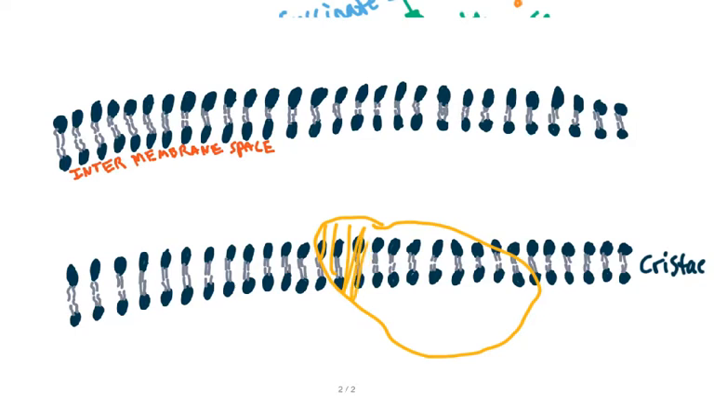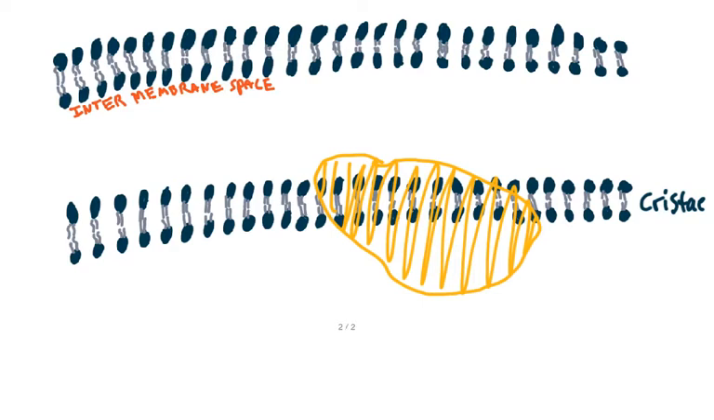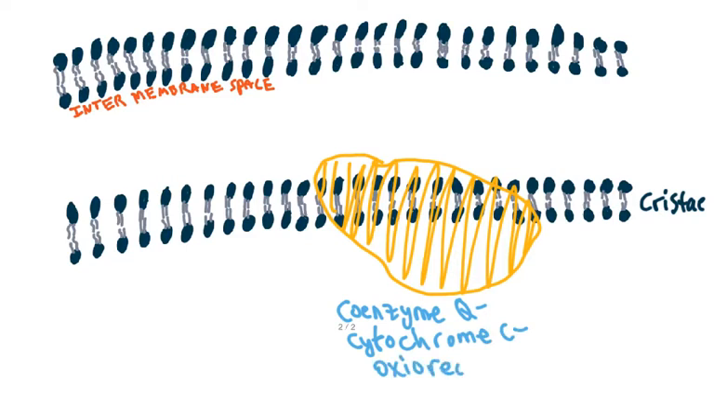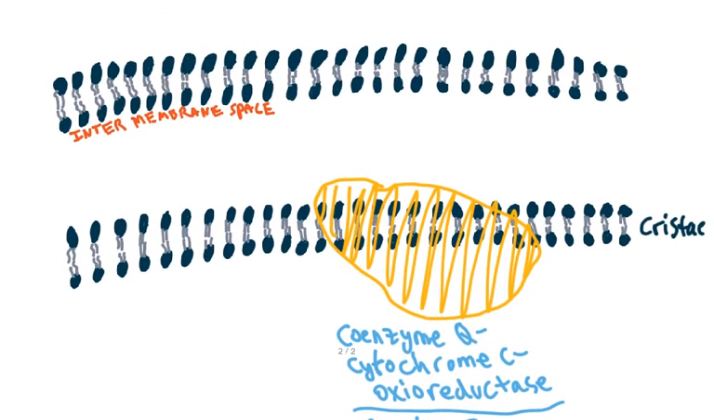Probably doesn't, obviously, right? And first what we do is we identify the name. So the name for this is going to be complex 3 or coenzyme Q cytochrome C oxidoreductase. Alright, so we can also divide this and say coenzyme Q cytochrome C oxidoreductase is also known as complex 3. Alright, so what happens in complex 3?